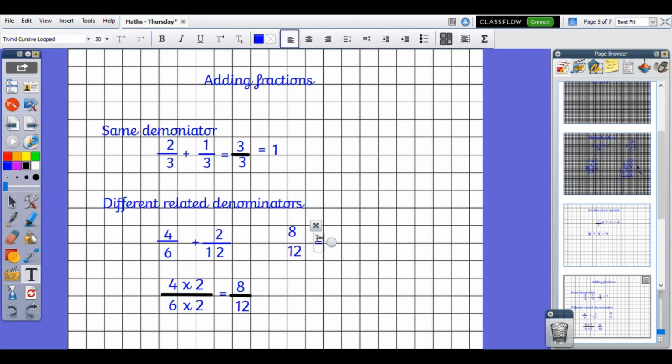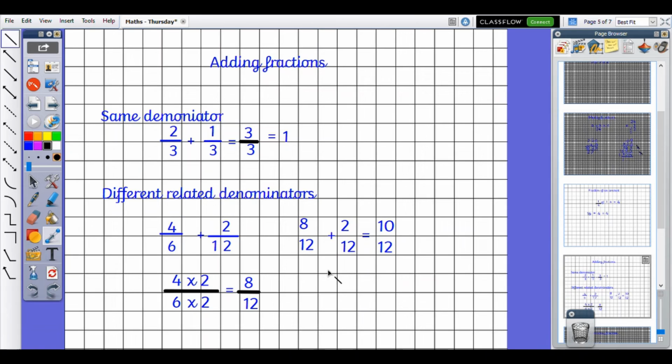add 2 twelfths, which will give me 8 add 2 gives me 10. My denominator stays the same, so I have got 10 twelfths. Nice and simple like that. Okay.